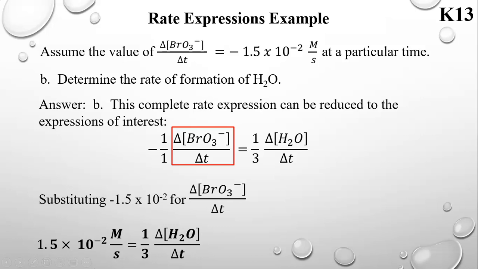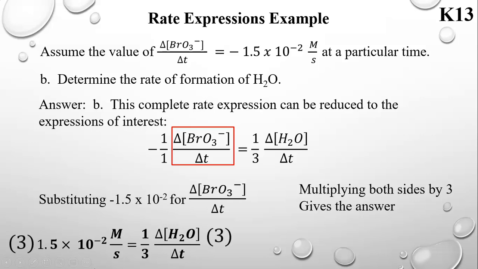So now it just becomes an algebra problem. You multiply both sides by 3, and then the 3 and the 1/3 on the right hand side cancel. So you end up with 3 times 1.5 times 10 to the -2, and that's going to equal 4.5 times 10 to the -2.